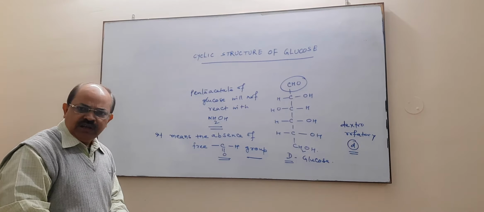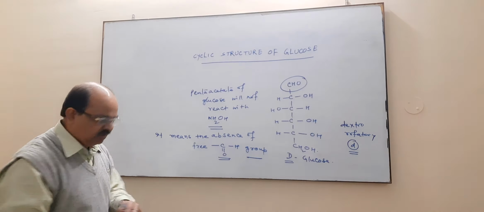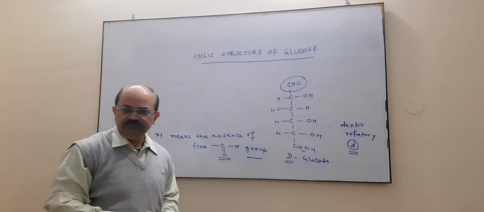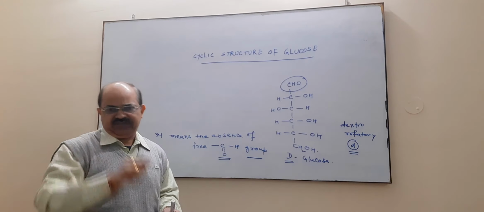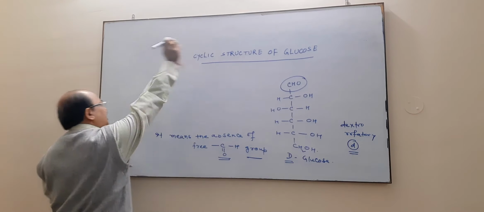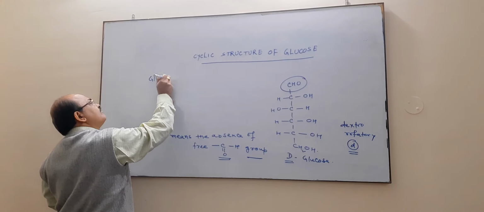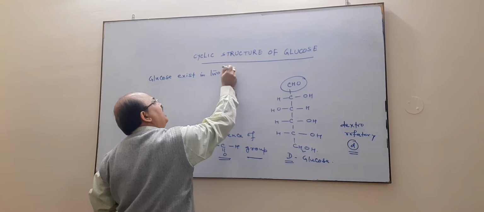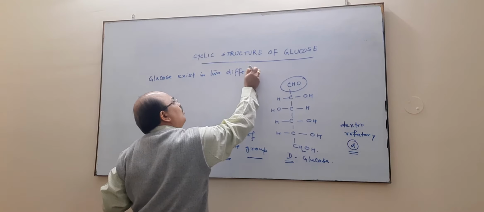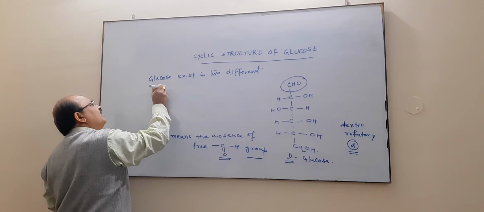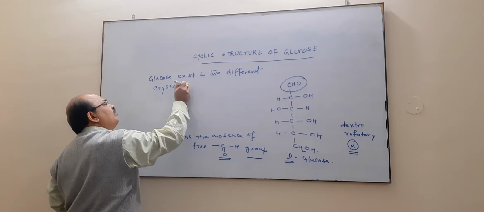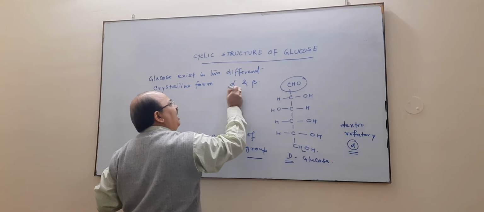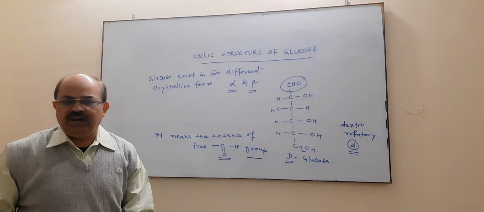One more important point, or one important objection to the open chain structure. The objection is that glucose exists in two different crystalline forms, that is alpha and beta. Alpha glucose and beta glucose.